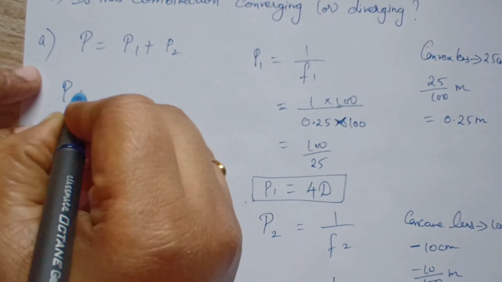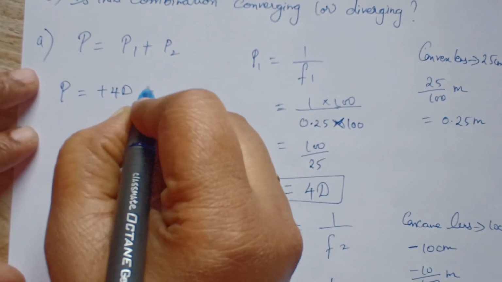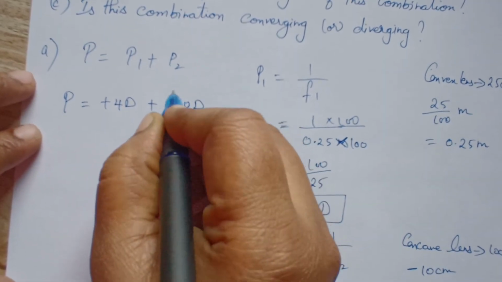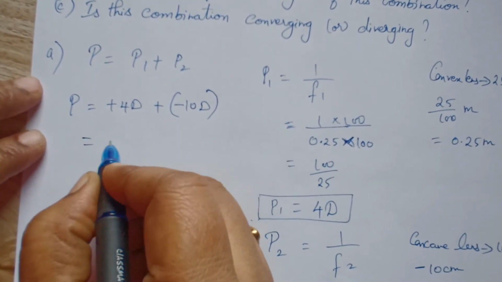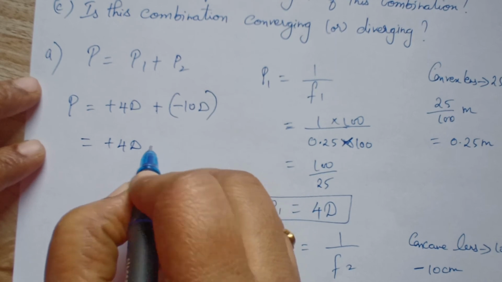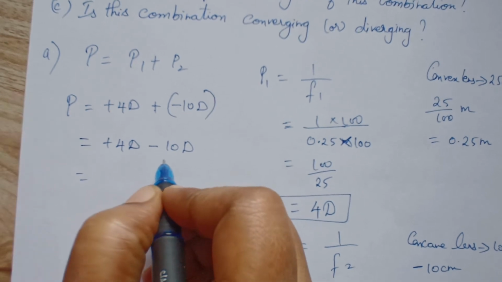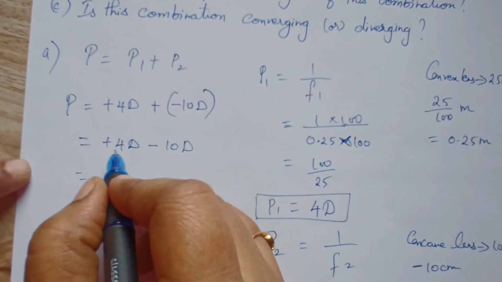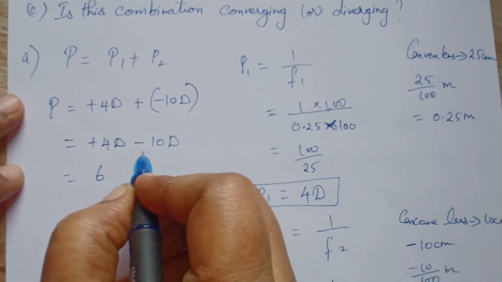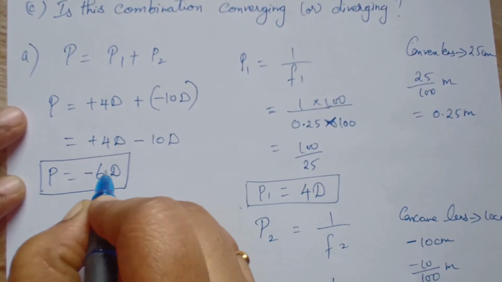P is equal to P1, which is plus 4 D, plus P2, which is minus 10 D. That is equal to plus 4 D plus minus 10 D. If you have plus and minus, you need to only subtract. So 10 minus 4 is 6. You need to put the bigger number's sign. The bigger number is minus 10. So minus 6. P is equal to minus 6 D.